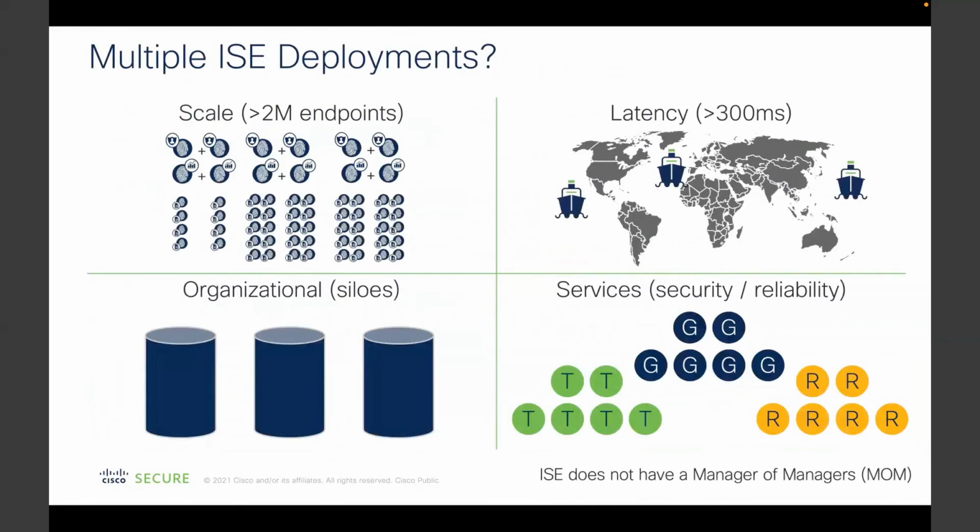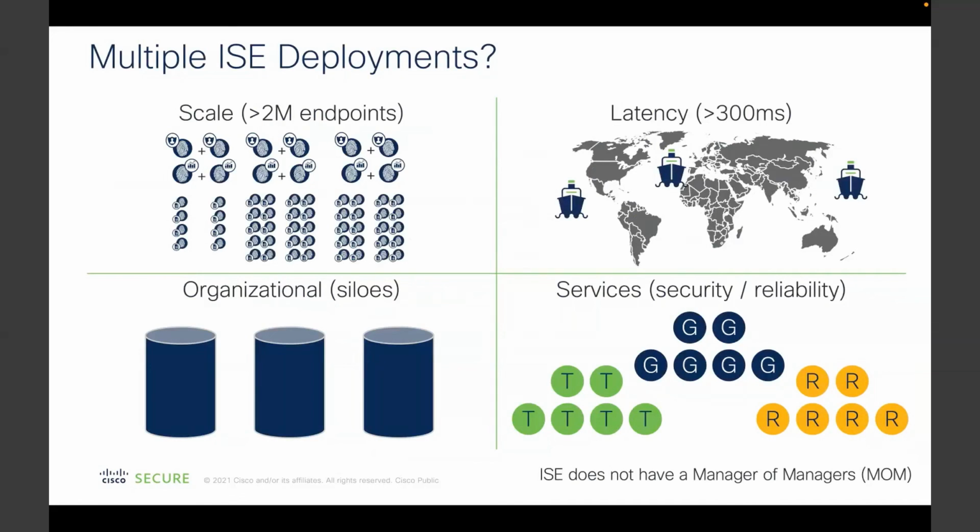The other thing that we get questions about is, do I need multiple ISE deployments? And there are several reasons why you might want multiple ISE deployments. They don't all have to be greater than 2 million endpoints. We have a lot of reasons. You can have much smaller ISE deployments with less than 2 million endpoints. And here are the reasons why. Obviously, in some cases you do have more than 2 million endpoints, and so you need to have multiple ISE deployments to handle that capacity of active endpoints.